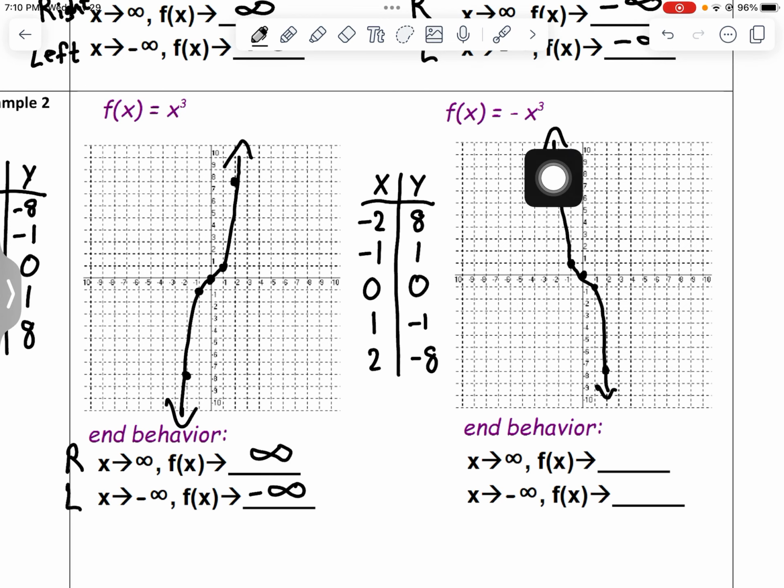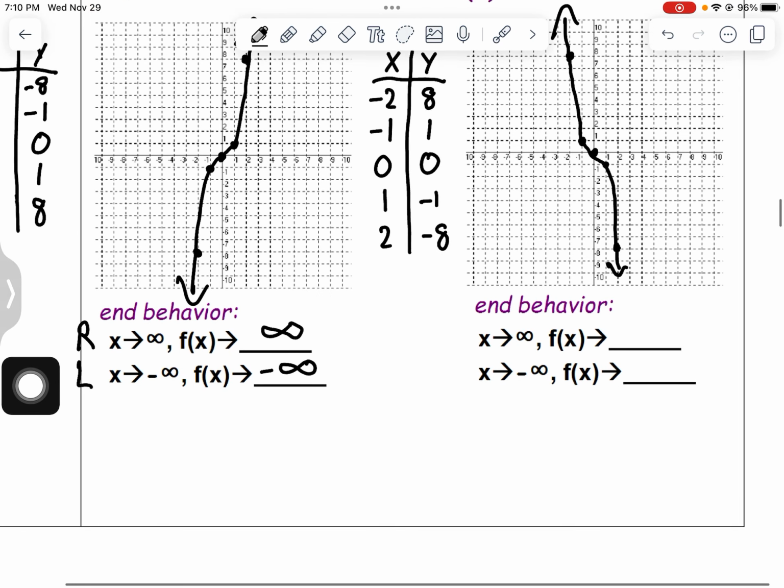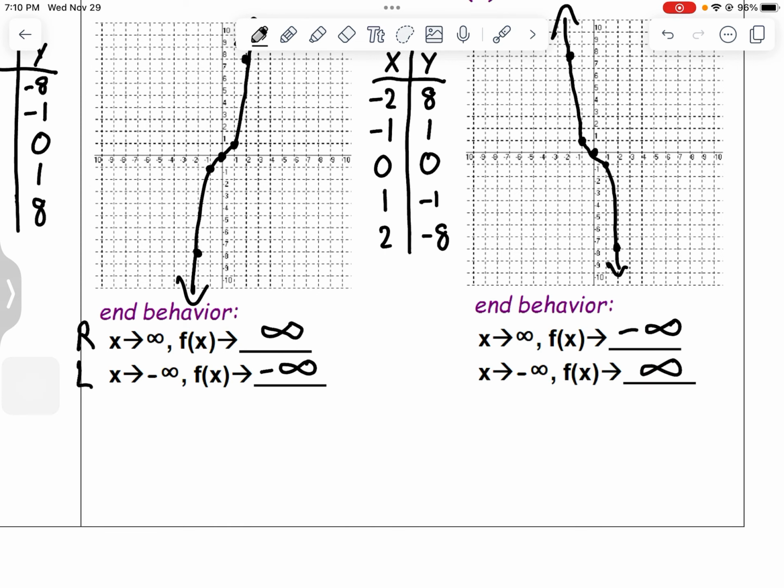But now, you can probably guess the difference here. As we go to the left, it's going up, and as we go to the right, it's going down. So it's going to flip-flop our infinity signs. This one's going to be negative infinity. This one's going to be positive.